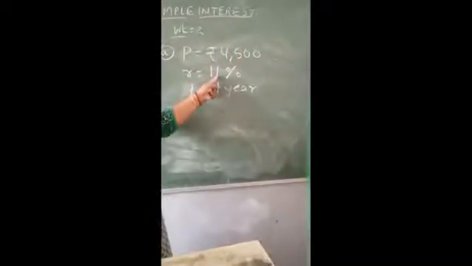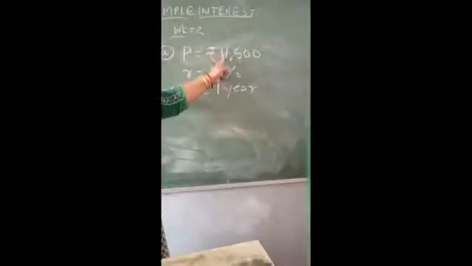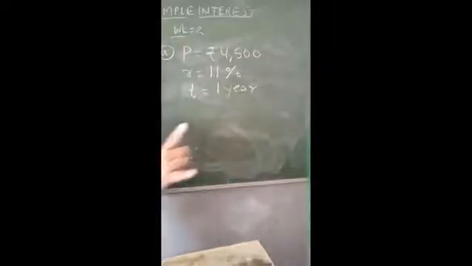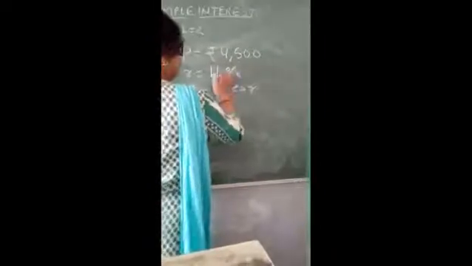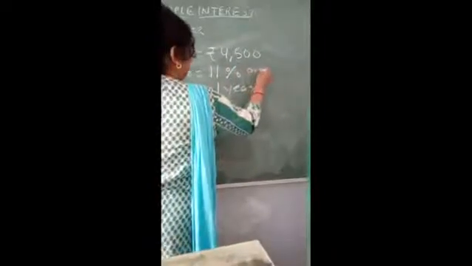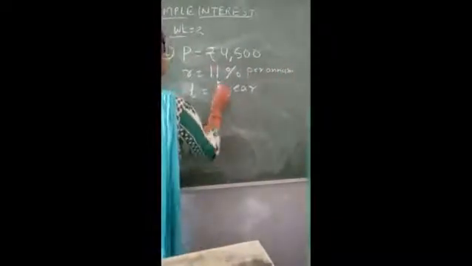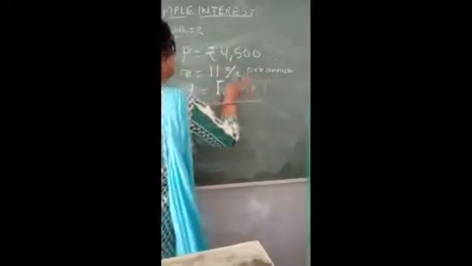Again I am reading the question. A man deposited rupees 4,500 in a bank which paid him an interest of 11% per annum. Per annum means the time period is 1 year. Now the question is, how much simple interest will he get at the end of 5 years? So here the rate of interest is 11% per annum, and you have to find the simple interest after 5 years.